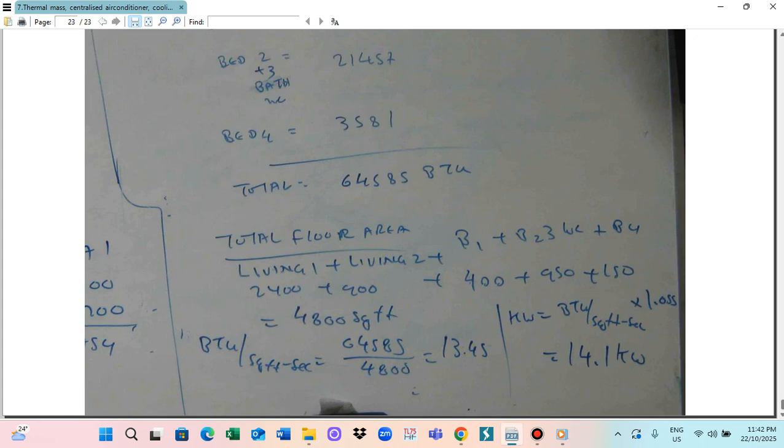Then we have to use the BTU within this area. So BTU per square feet will be 64585 divided by 4800. So 64585 divided by 4800. So that will be 13.45. 13.45 we got.